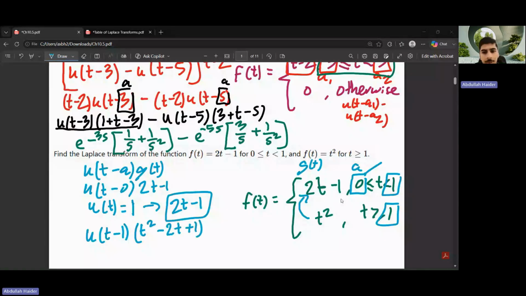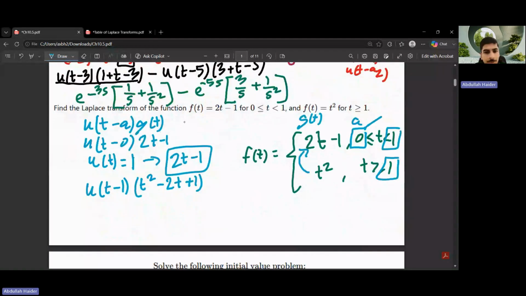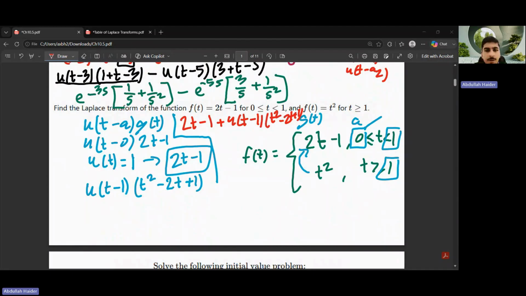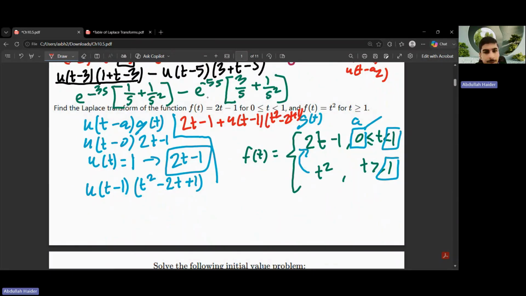And so now you can write your final expression as 2t minus 1 plus u(t minus 1) times (t squared minus 2t plus 1). So now what we do is find the Laplace. Basically the Laplace of this is easy, but we will first look at this. We need to first look at the Laplace of this.